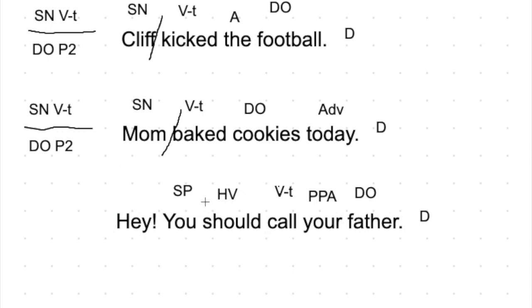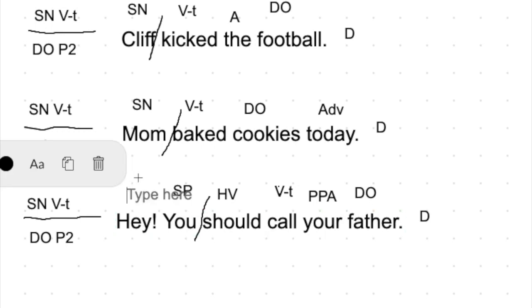And now let's divide our subject from our predicate. You is the subject. Should call your father is the predicate. Let's write the pattern. Subject, noun, verb transitive, direct object, pattern 2. Oh, and we have an interjection here. I almost forgot the interjection. Hey, of course, is an interjection. It's not actually part of the subject or the predicate. It's just an interjection. Okay, so that is how you classify each of those sentences.